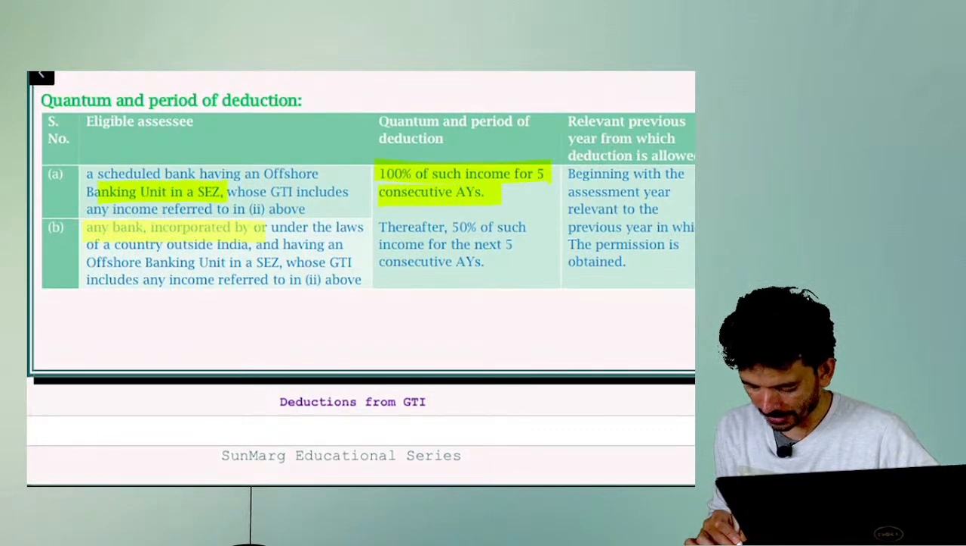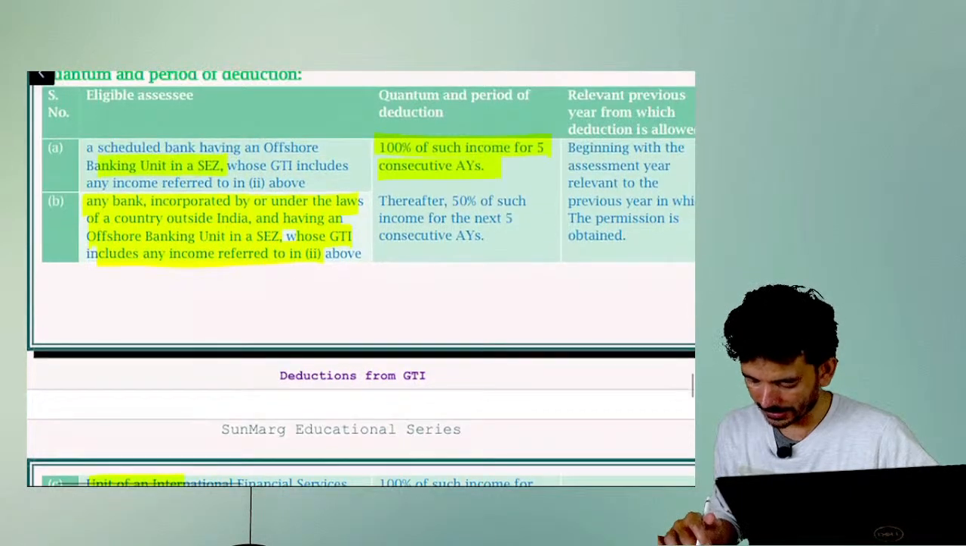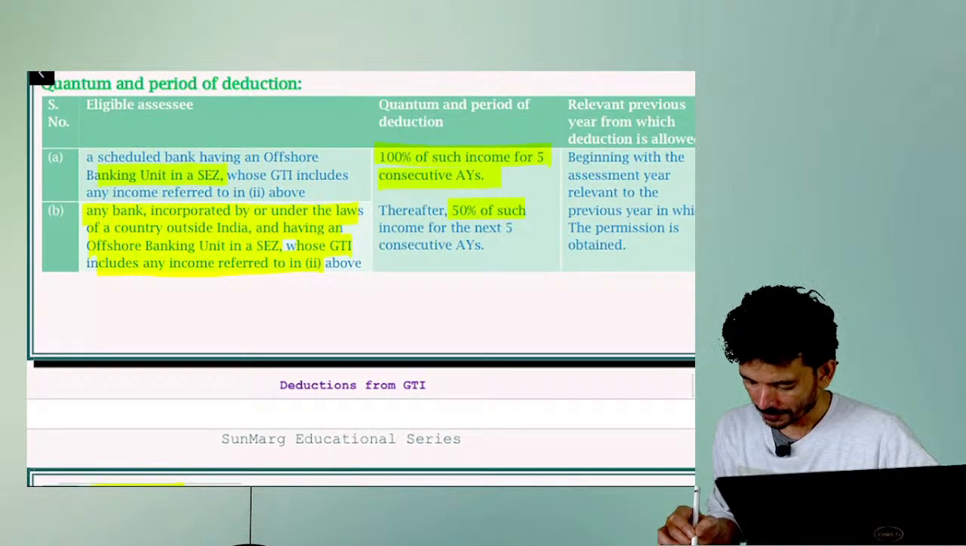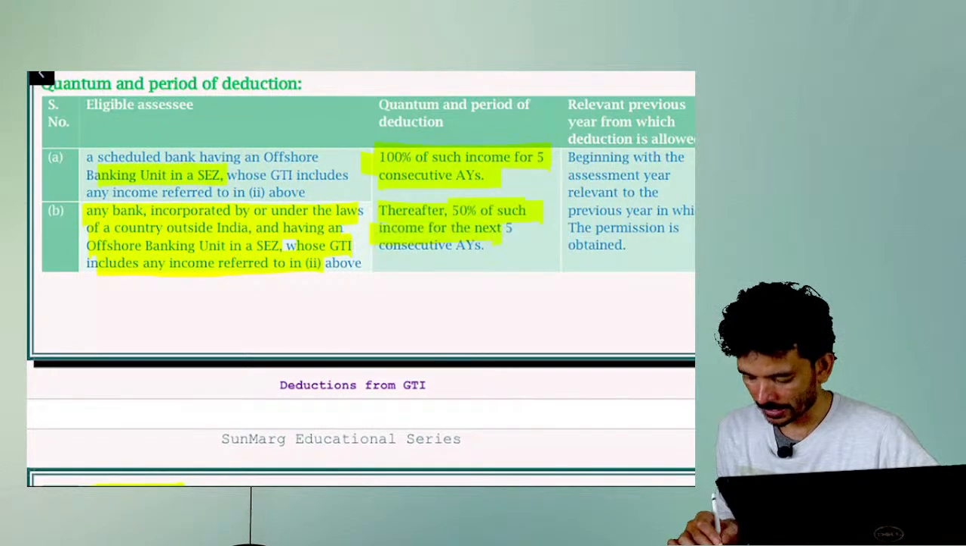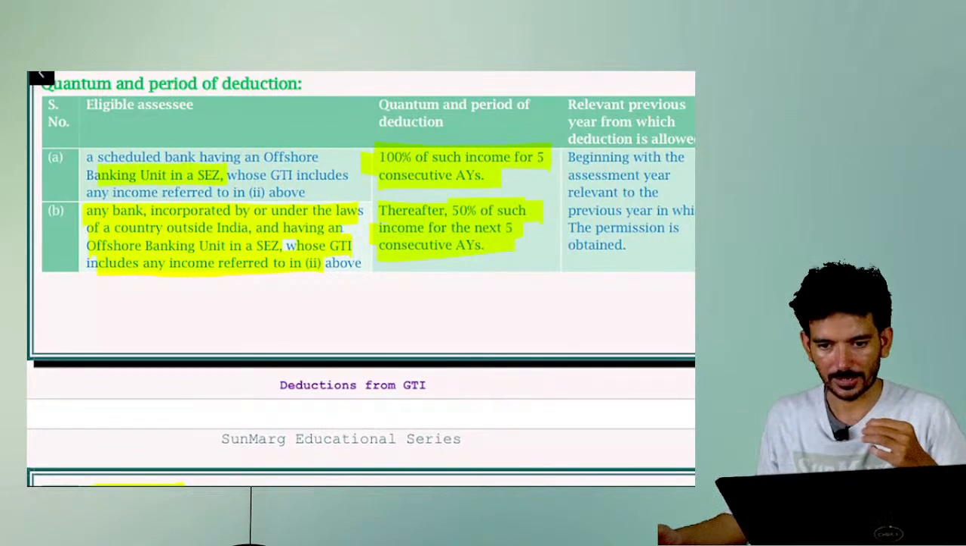Any bank incorporated by or under any law of a country outside India and having an offshore banking unit in CEZ, whose gross total income includes income of a unit of IFSC, I'm directly reading it, 50%. Okay, first 5 years 100%, thereafter 50% for the next 5 years. Okay, I'll repeat, I just want clarity.